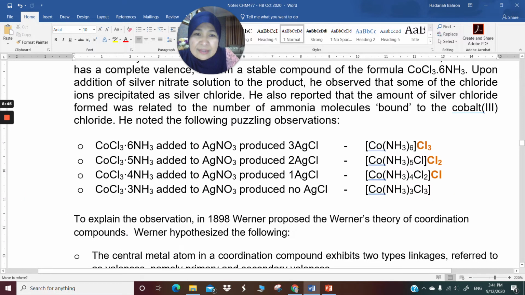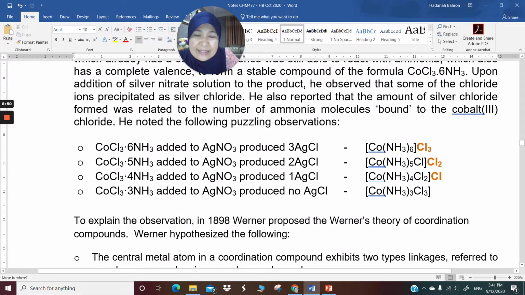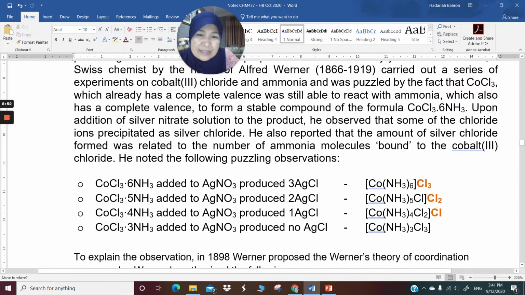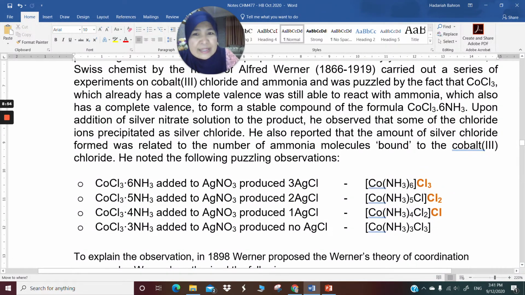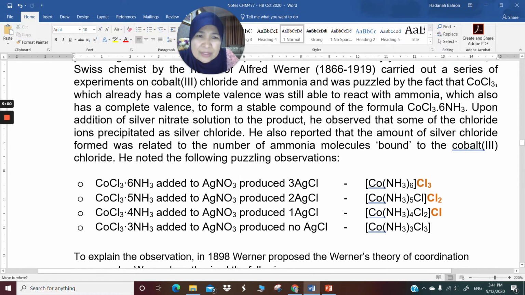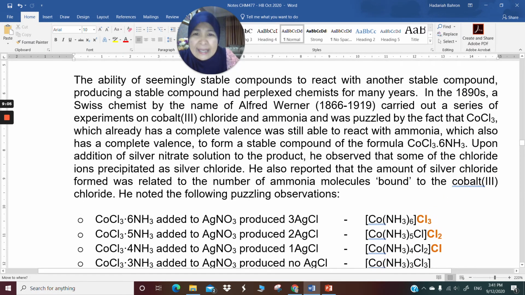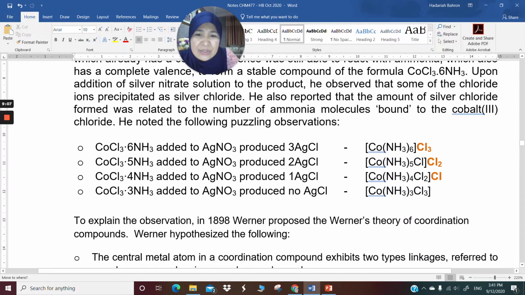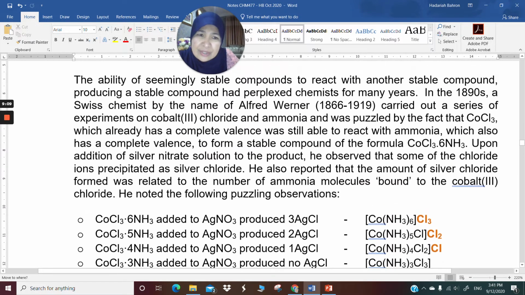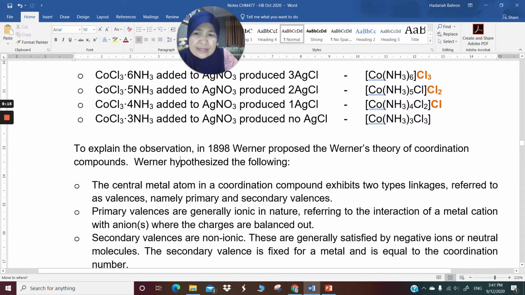So Werner, his name was Alfred Werner, in 1898, which is about 20 years before he passed away, came up with a hypothesis. How old was he in 1898? He was born in 1866, so he was 32 years old when Werner came up with his hypothesis.